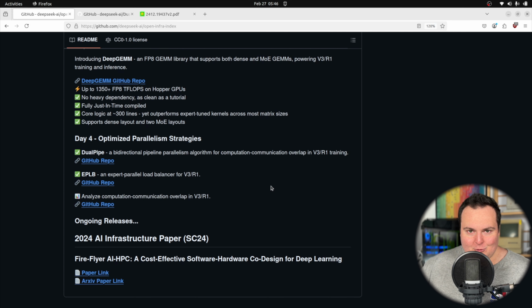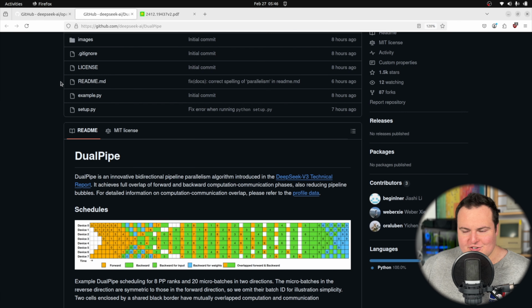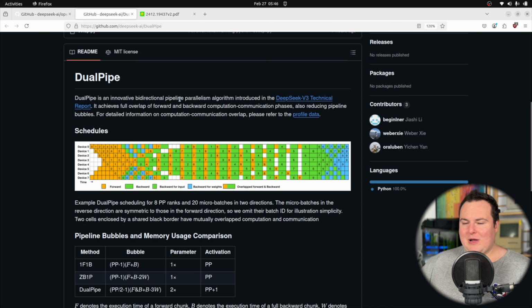So let's first and foremost go and take a look at DualPipe. Essentially, DualPipe is a way to have overlap of forward and backward computation and communication phases, reducing pipeline bubbles, which are basically when certain aspects of the computational process are not being utilized. So that's kind of inefficient, if you will, which is obviously the whole theme of this week's release, which is just increasing efficiency to boost cost effectiveness, performance, etc.